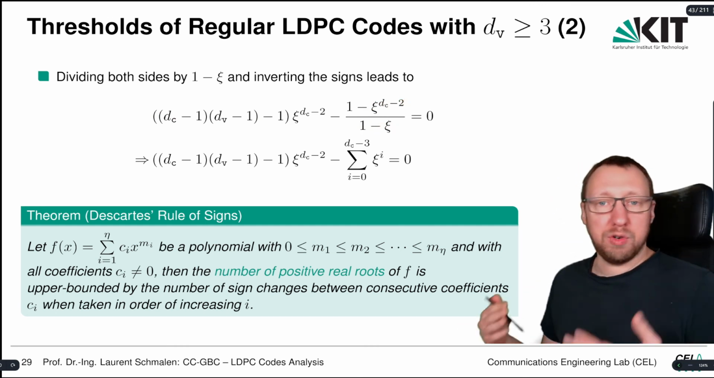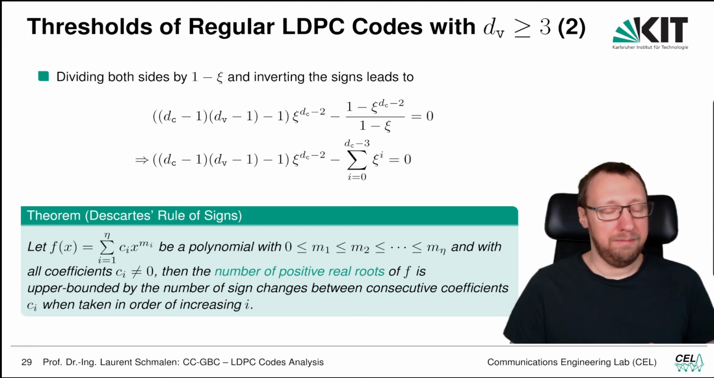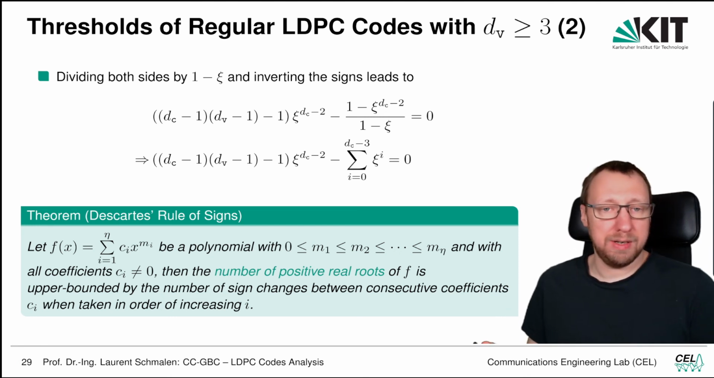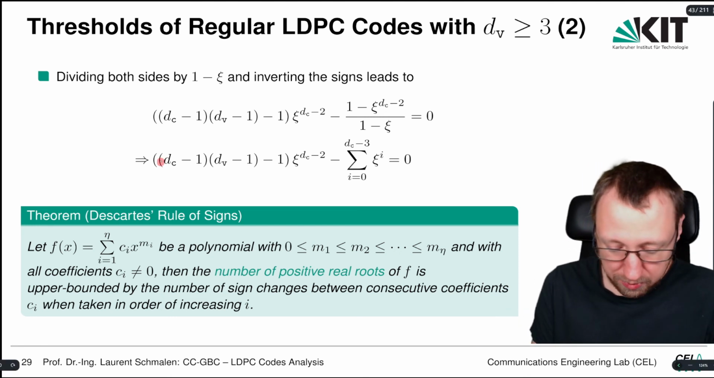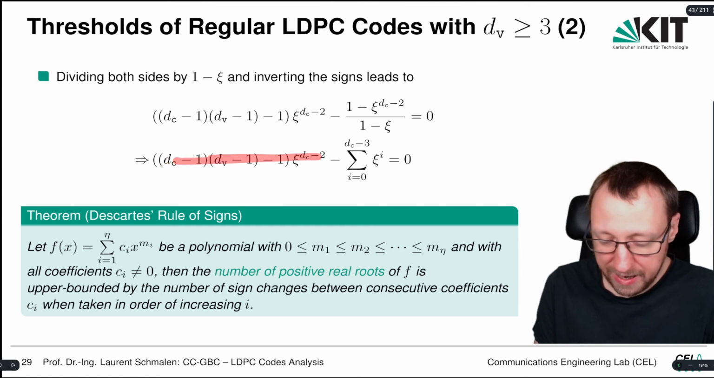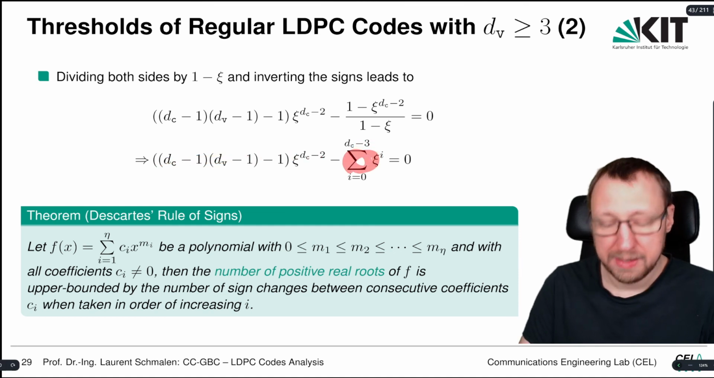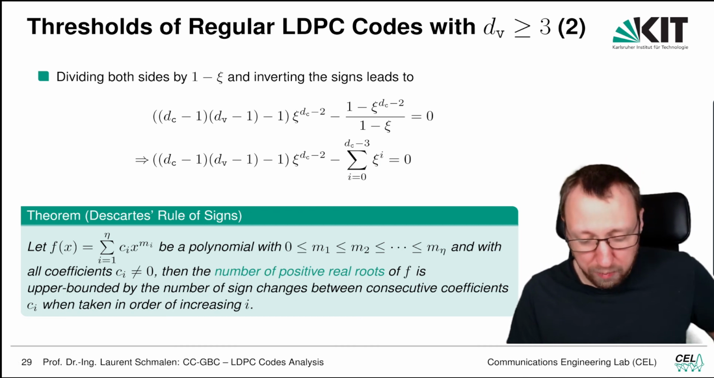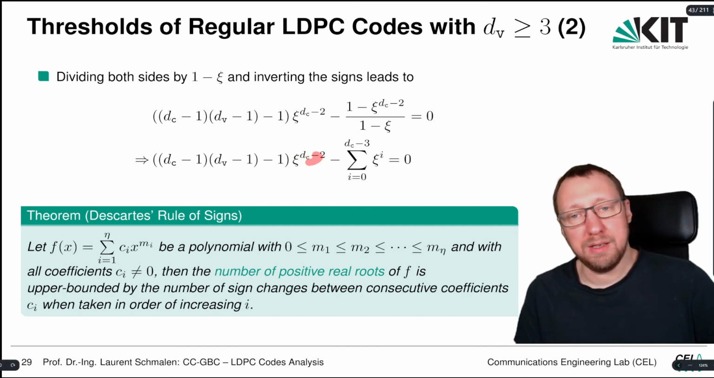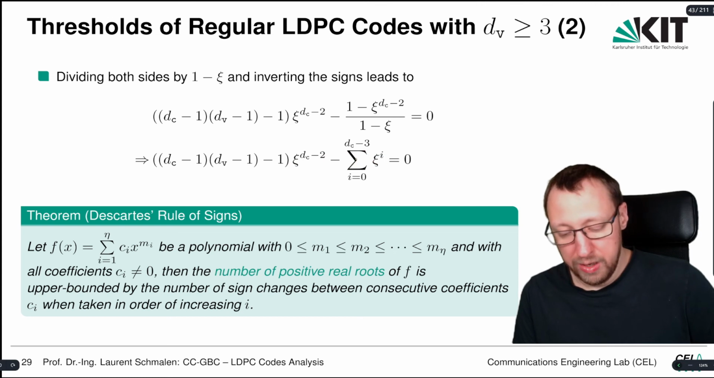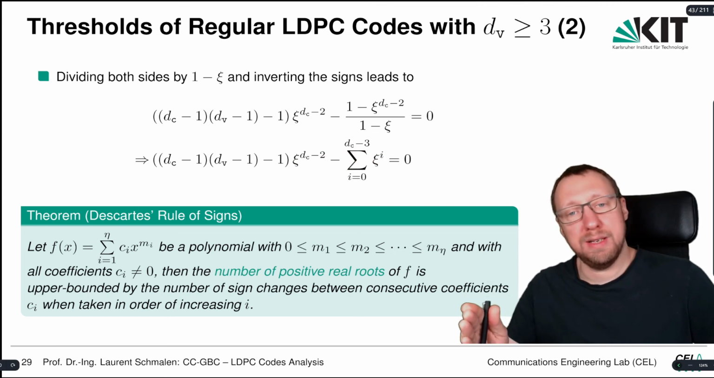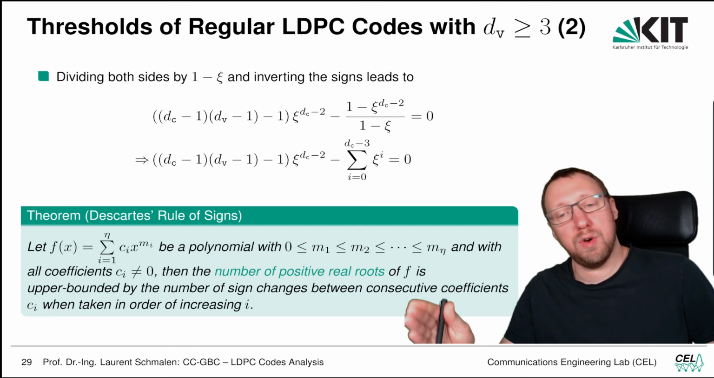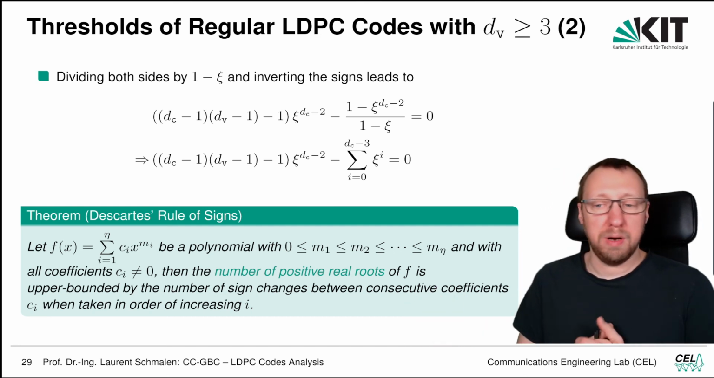Again, we use the same trick, the truncated geometric series. So we have this term minus the sum of xc to the power i. So it's another polynomial, with largest degree dc minus 2. And then we subtract xc to the power dc minus 3, xc to the power dc minus 4, until we get to xc to the power 0.